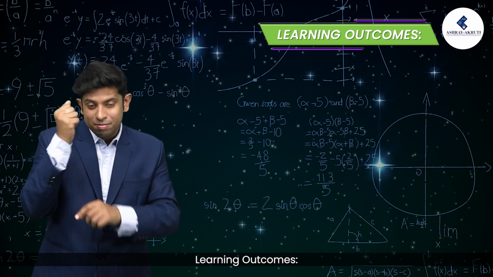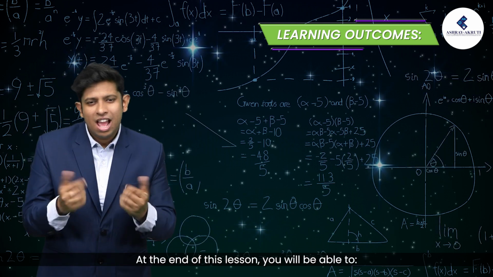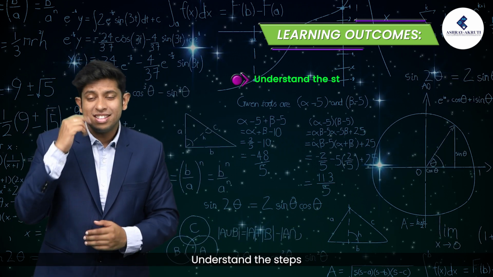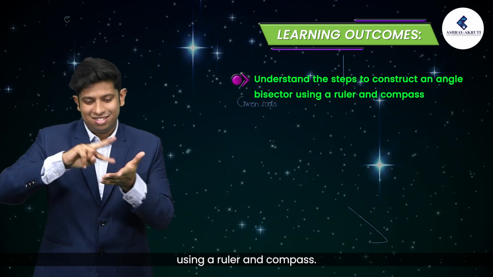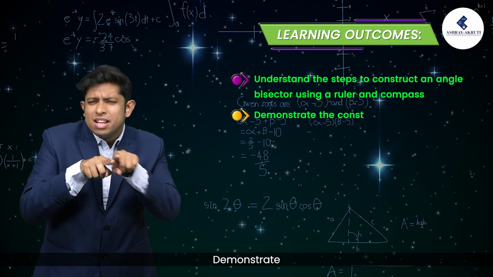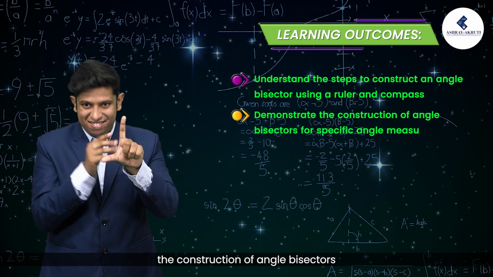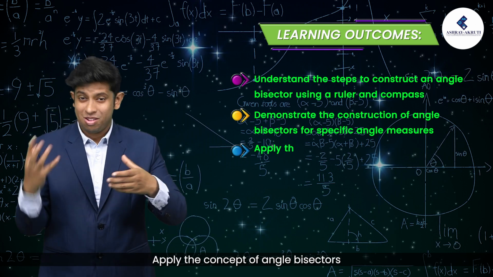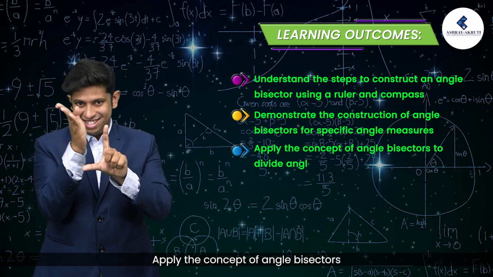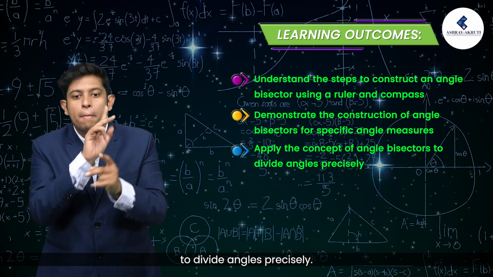Learning outcomes. At the end of this lesson, you will be able to understand the steps to construct an angle bisector using a ruler and compass. Demonstrate the construction of angle bisectors for specific angle measures. Apply the concept of angle bisectors to divide angles precisely.